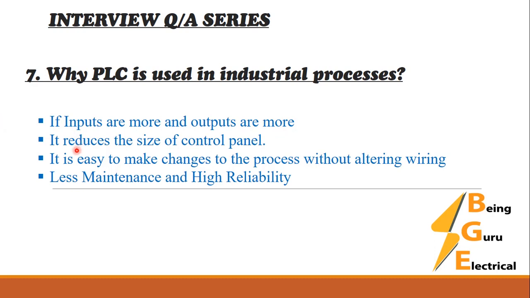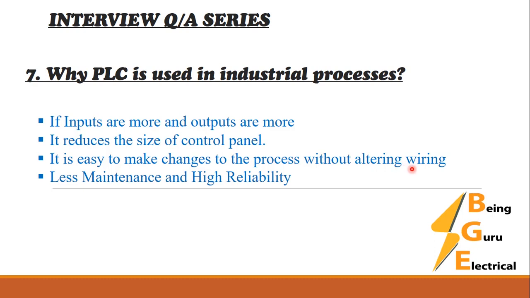altering wiring. If you use the PLC and you want to change some process or some threshold values, you can only change the values in the program, or you can make changes to the logic. So without altering the wiring, you can achieve your desired changes in the process.